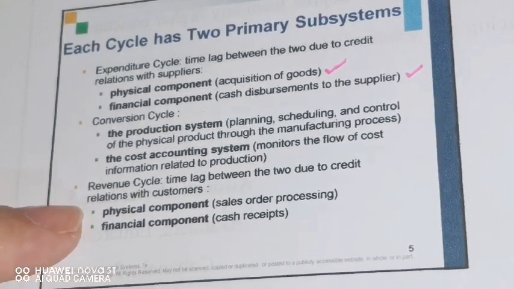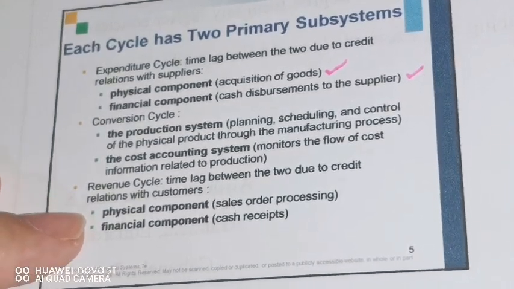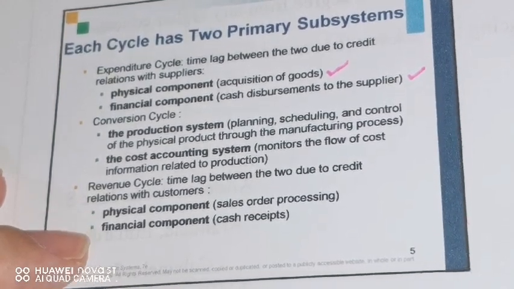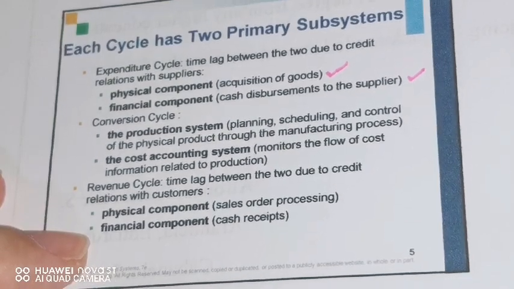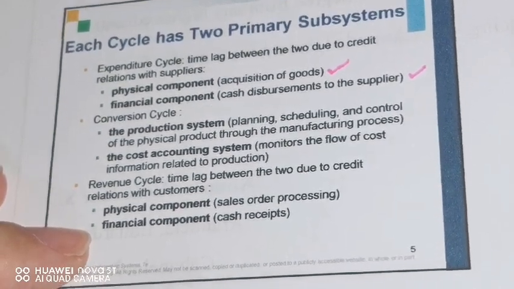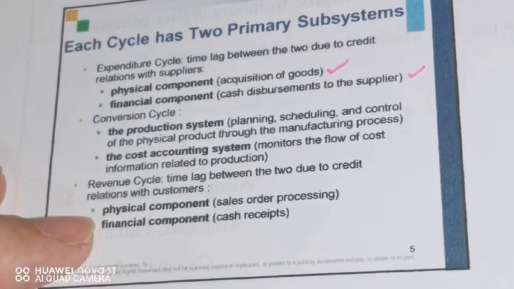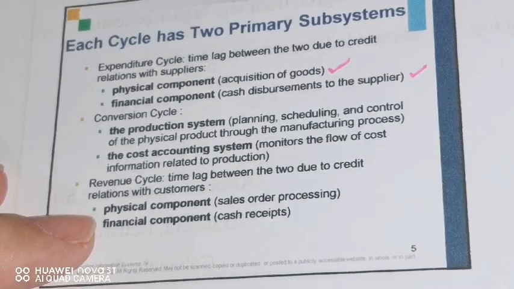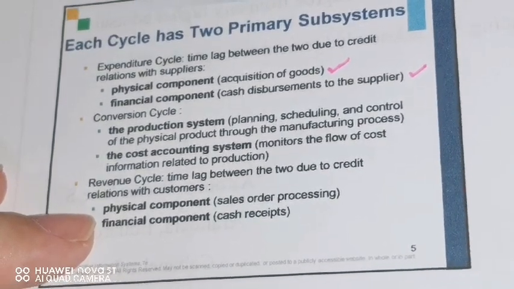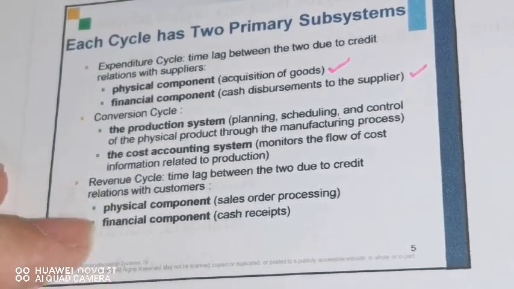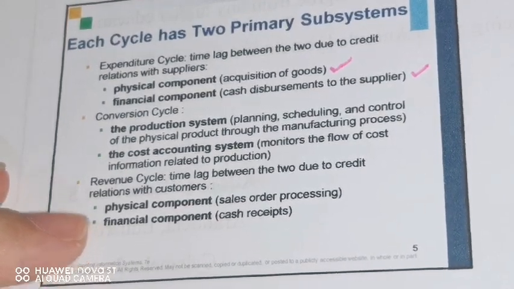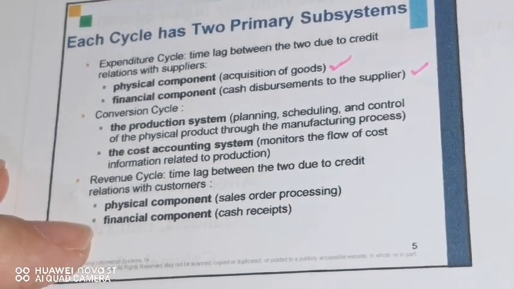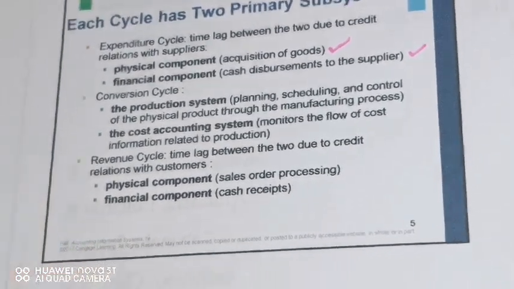And then the revenue cycle, so we have here the physical component, which is the sales order processing, and then the financial component is the cash receipt. So, pag kasi nagkaroon na ng sales order, the next na process dyan is i-deliver na yung goods sa customer. So, that is a physical component. And then, once delivered, the customer will then pay for the amount of the product. So, siya yung cash receipts, which is the financial component.